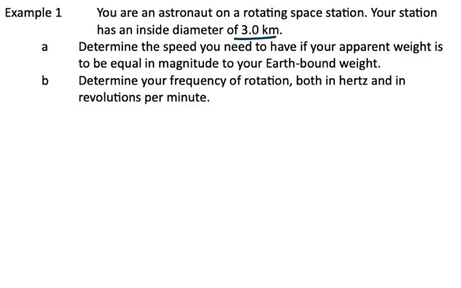Question A, determine the speed you need to have if your apparent weight is to be equal in magnitude to your earthbound weight. What affects our earthbound weight is the acceleration due to gravity on Earth, which means that the acceleration of this space station must be 9.8 meters per second squared.